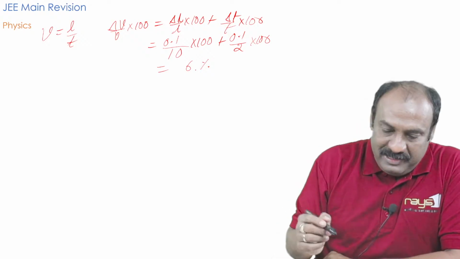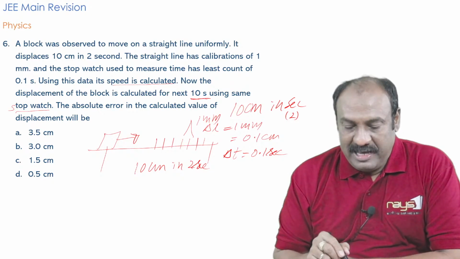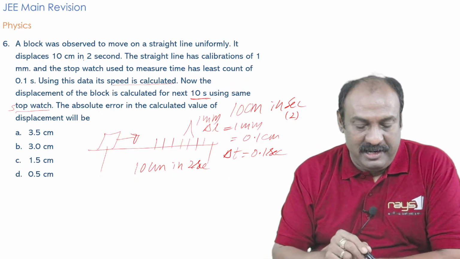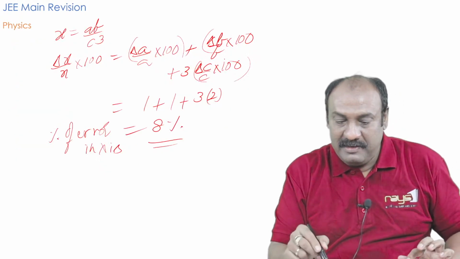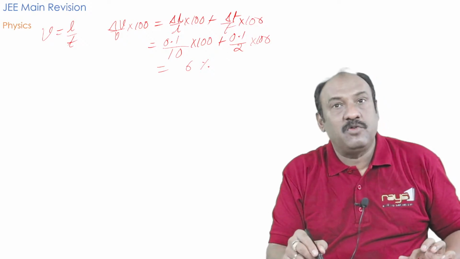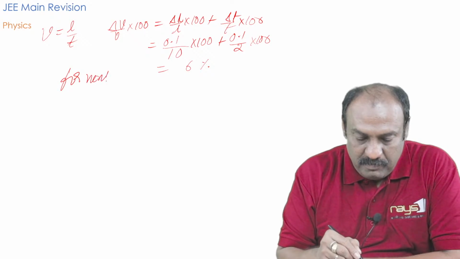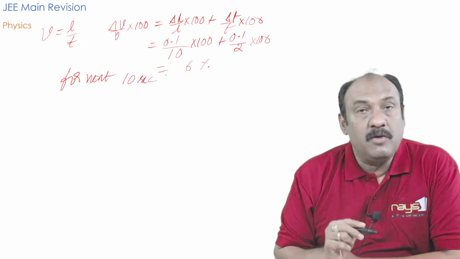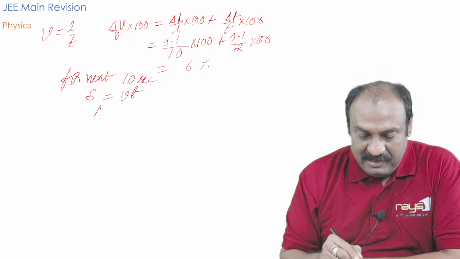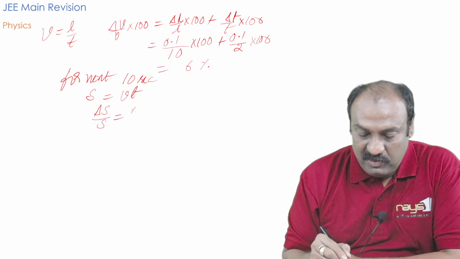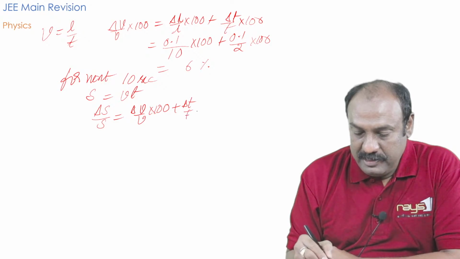Now, what is the next point here? Now the displacement of the block is calculated for the next 10 seconds. I calculated the velocity for 2 seconds, and now for the next 10 seconds. What we want is the distance covered. Distance is equal to velocity into time. The percentage of error in the measurement of distance covered is equal to delta V by V into 100 plus delta T by T into 100.